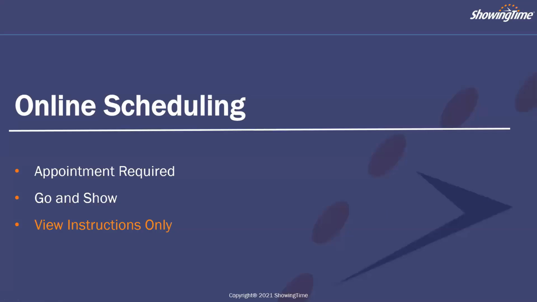Finally, there's View Instructions Only. As a listing agent, you can configure your listings as View Instructions Only. This one is strictly used for documentation purposes as well. The system will, of course, gather that feedback for you automatically. This one is used for vacant lots, vacant land, or when you need to point the showing agents to someone else in order to schedule that appointment, such as a property manager.